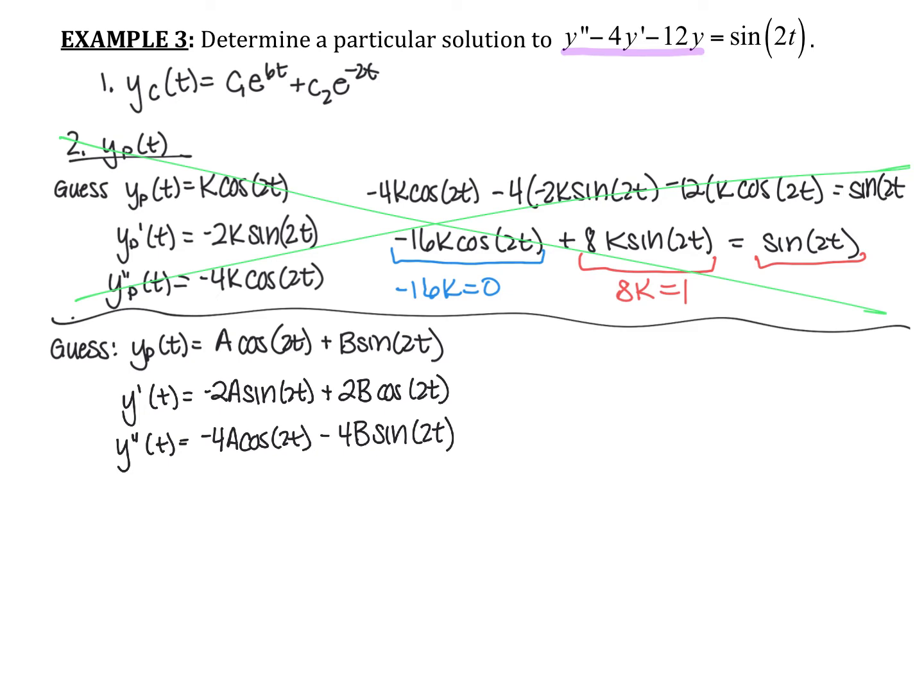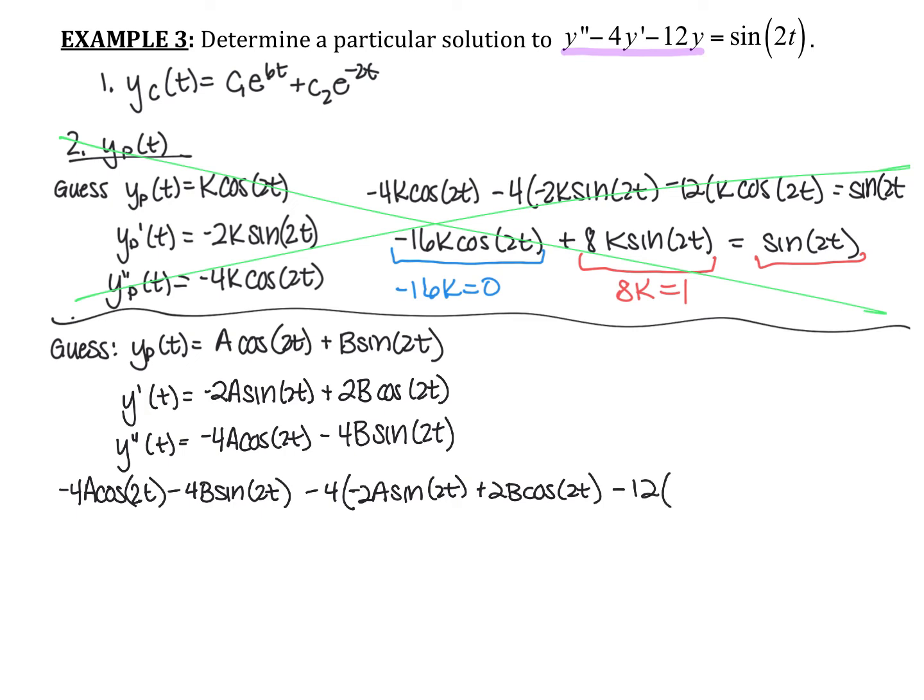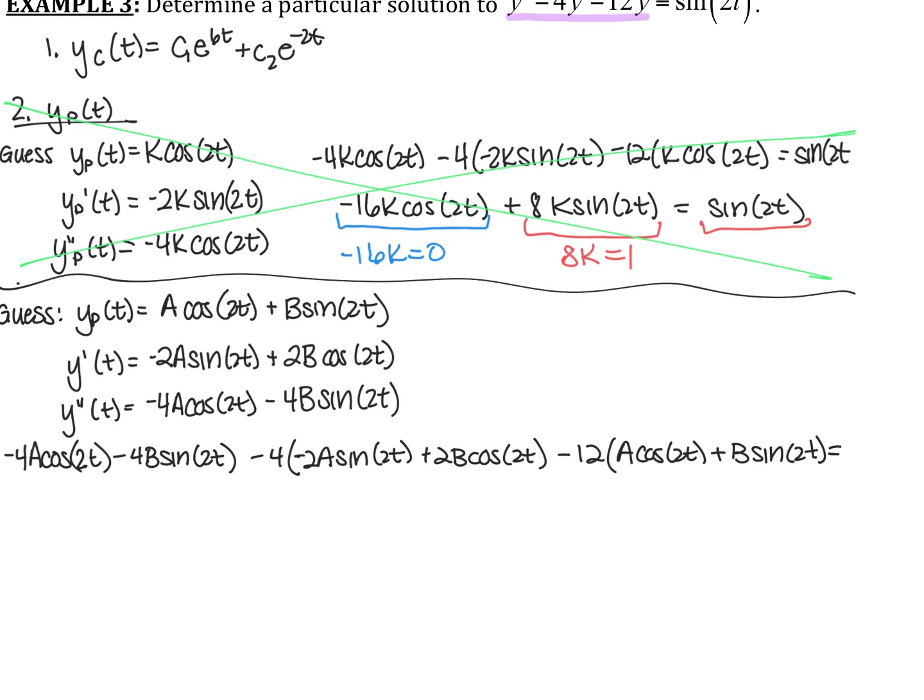I'm going to substitute this in. So y double prime, I have negative 4a cosine 2t minus 4b sine 2t, minus 4 times negative 2a sine 2t plus 2b cosine 2t, minus 12 times a cosine 2t plus b sine 2t, equals sine of 2t.